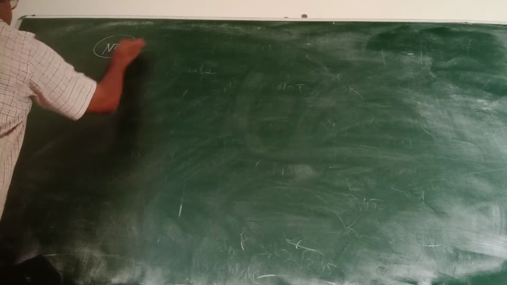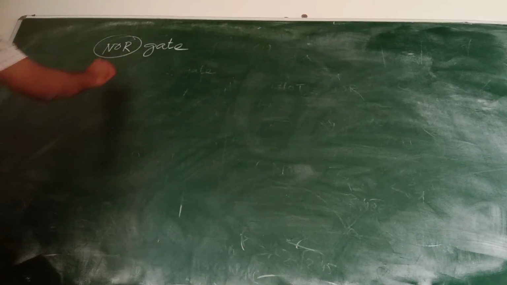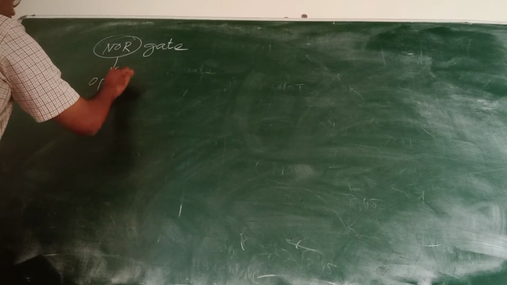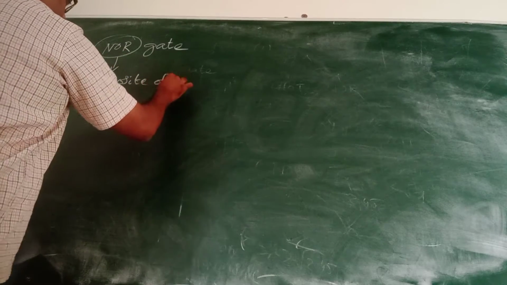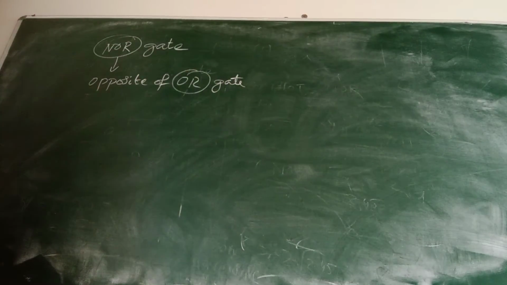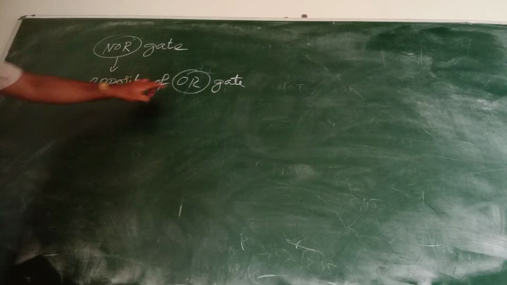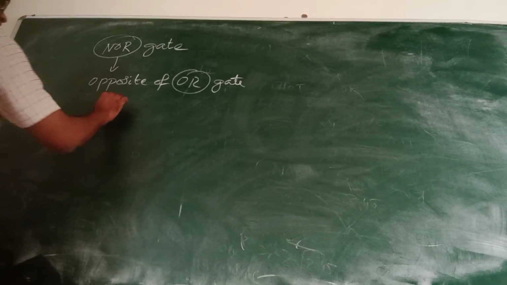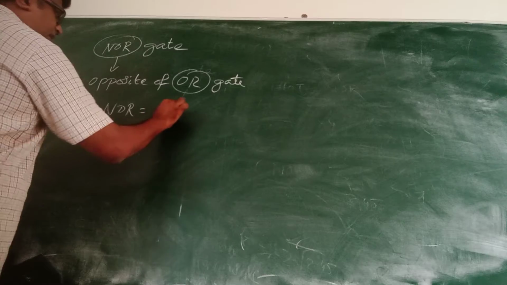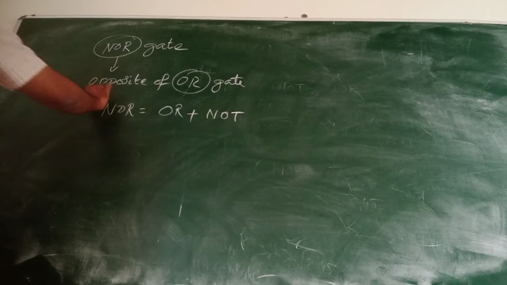Today we will see the combination of gates. Okay, we will see the NOR gate. NOR gate basically is opposite of OR gate. So whatever output OR gate gives, this NOR gate only reverses it. Basically, NOR gate means take OR gate and add a NOT gate. You get a NOR gate.